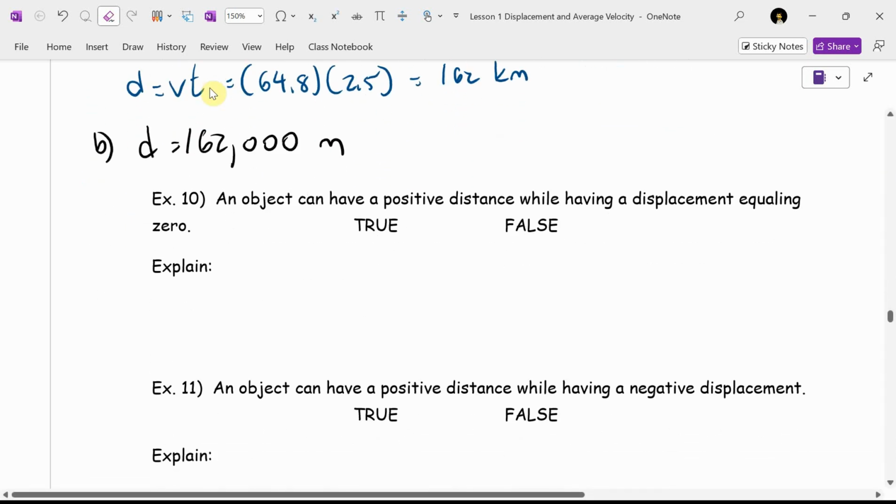Example 10. True or false? Don't blurt out an answer. True or false? An object can have a positive distance while having a displacement equaling 0. What we're going to do is we're going to vote. How high you hold your hand up is how sure you are of your answer. I'm positive! I'm pretty sure. I'm only voting because Mr. Dueck can make fun of me if I don't vote, and Mr. Dueck will make fun of you if you don't vote. Count on that. So here's the question, true or false? An object can have a positive distance while having a displacement equaling 0.